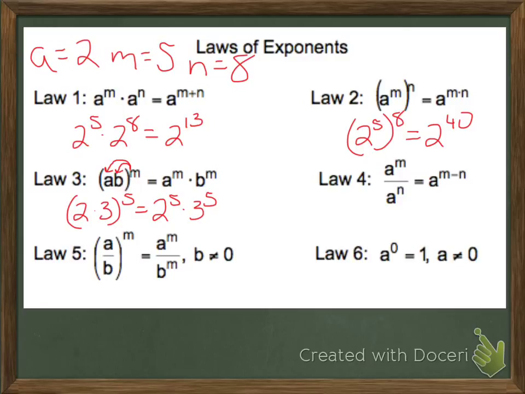You could actually figure out what 2 to the 5th power times 3 to the 5th power is, and that's the same thing as 6 to the 5th power, but at least we're getting an understanding of what the law actually means. It makes more sense when we have variables in these.